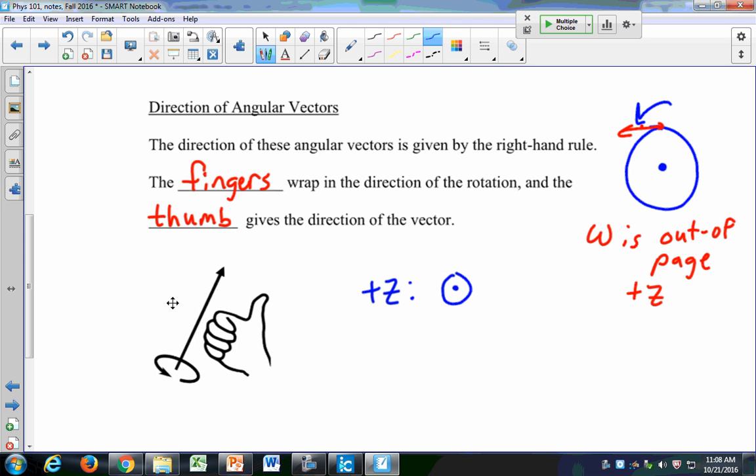Have you ever had an arrow come straight at your face? No, that's a good thing. But if you did, that might be what it would look like, because you would just see the point of the arrow. On the other hand, if I have an arrow going away from me, what's it going to look like? You're going to see the fletching, and the fletching will look like this. So if I have something in the negative z direction, it's going to look like this. This is into the page.